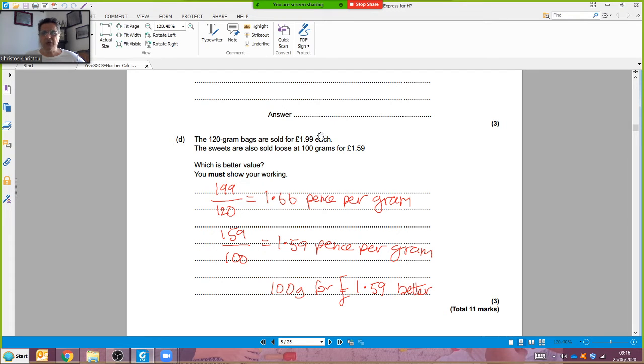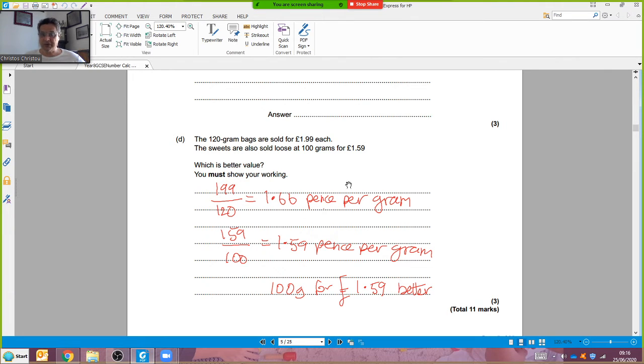So I took my 199 pence and divided that by 120 grams. That came to 1.66 pence per gram. And then I took my 159 pence and divided it by 100 grams. I got 1.59 pence per gram. So it's actually slightly cheaper to get 100 grams for 159. And you need to say so as well.